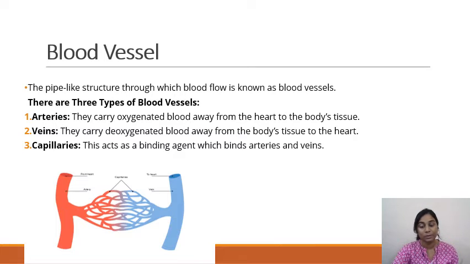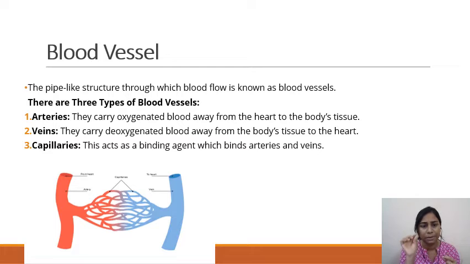Blood vessels are pipe-like structures. We can see water flow through a pipe. Blood vessels also act like a pipe through which the blood flows. There are mainly three types of blood vessels: arteries, veins and capillaries. Arteries carry oxygenated blood away from the heart to body tissues. Since the blood flow is rapid and at high pressure, the arteries have thick elastic walls. Then we have veins. Veins carry deoxygenated blood from the body tissues to the heart.